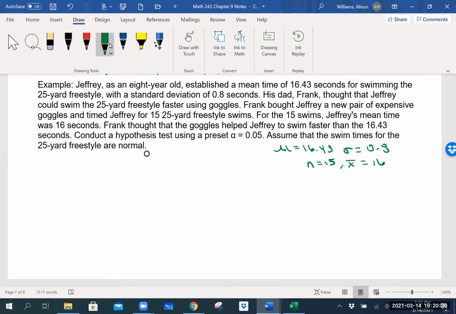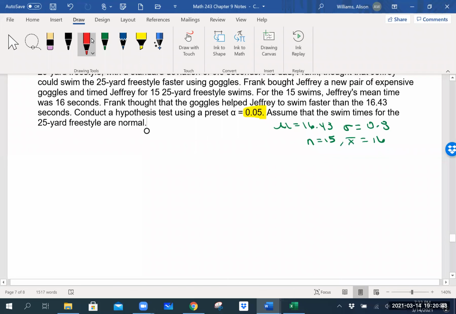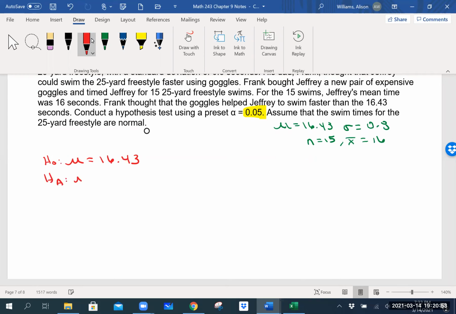So his dad thinks it helped him go faster. Let's use a hypothesis test to see if that's the case. All right. And they gave us that alpha is 0.05. All right. So we're going to use that. Let's go ahead and write our null hypothesis. So his mean is held to be 16.43, and he believes that is now faster, so smaller than 16.43. Our alpha of 0.05 is chosen for us, so we don't need to select alpha.